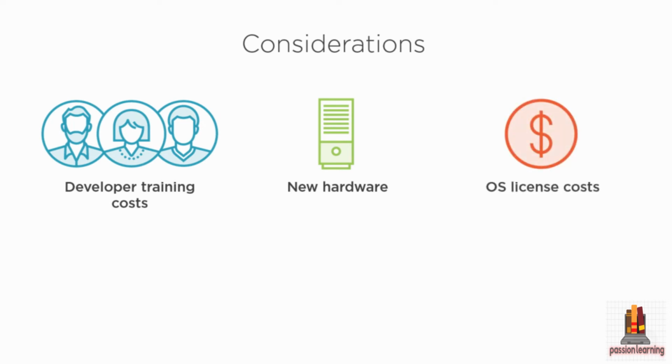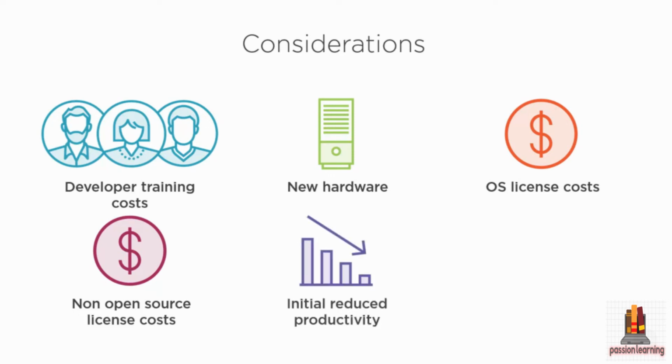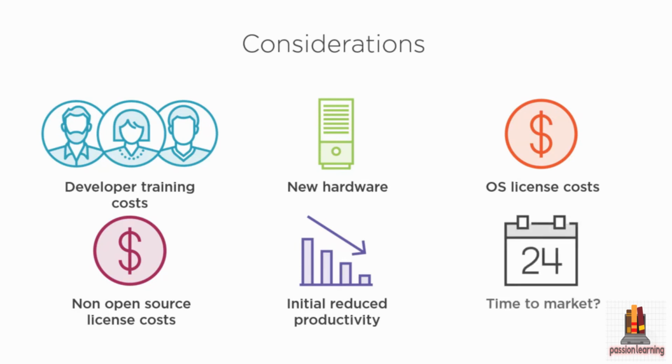If we do need to purchase new servers, then there may be operating system license costs associated with this. And if we're using any third-party commercial, non-open source testing tools, there may be additional license costs here. When we start to implement automated tests, we may get an initial downturn in productivity. And this is because creating automated tests requires some investment in the form of developer time. We also need to consider what the time to market is for the software we're trying to deliver. Let's delve into these last two items in a little more detail.